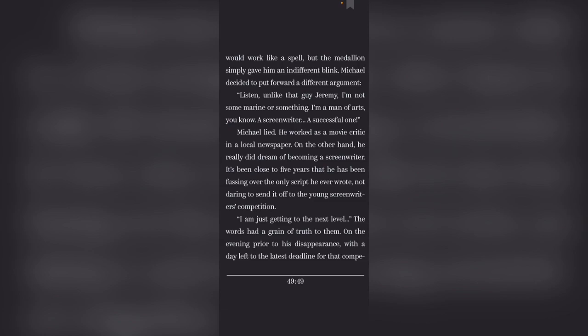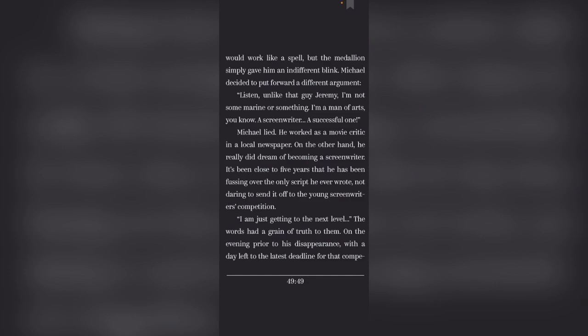He worked as a movie critic in a local newspaper. On the other hand, he really did dream of becoming a screenwriter. It's been close to 5 years that he has been fussing over the only script he ever wrote, not daring to send it off to the Young Screenwriters competition. "I am just getting to the next level." The words had a grain of truth to them.